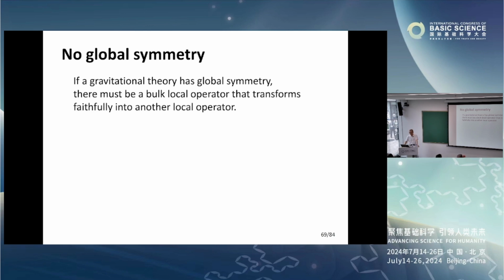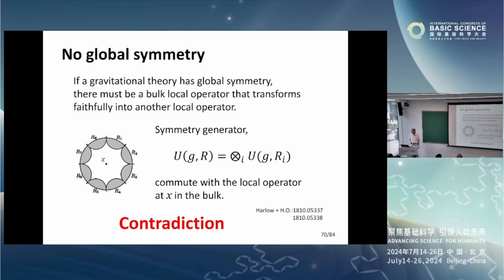Contrary to the claim of the absence of global symmetry, if a gravitational theory has a global symmetry, there must be a bulk operator that transforms faithfully into another local operator. However, if the symmetry generator is a tensor product of symmetry generators associated to each region, and you define the boundary in some small regions, then the entanglement wedge for the union of the entanglement wedges associated to these regions never touches this operator in the middle. Therefore, it commutes with a local operator in the bulk, and that is a contradiction.